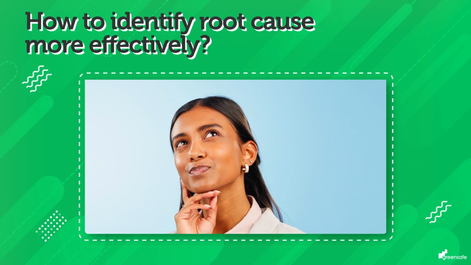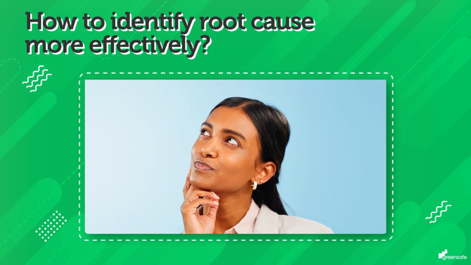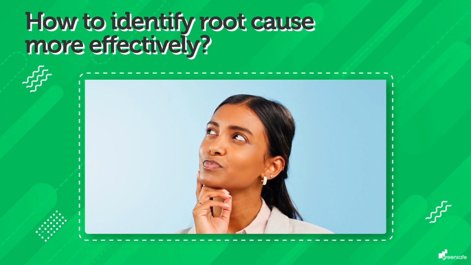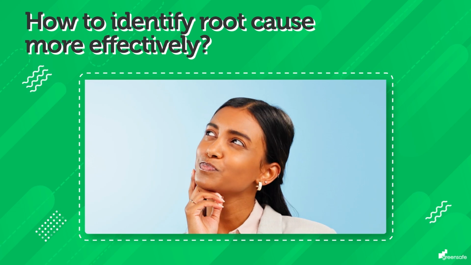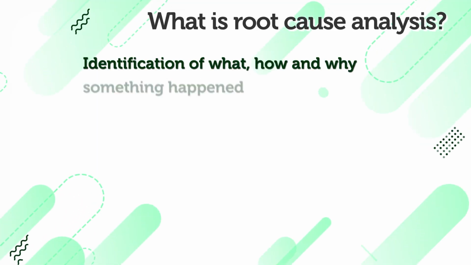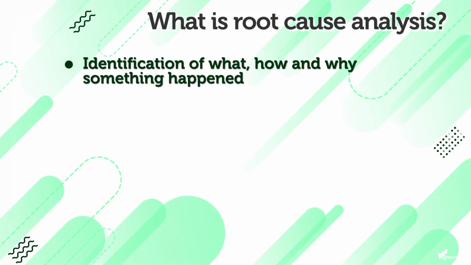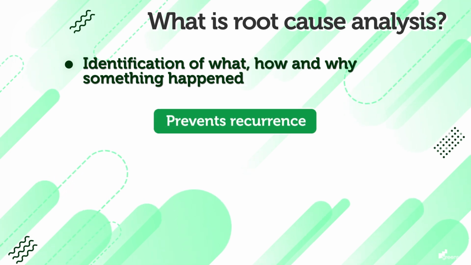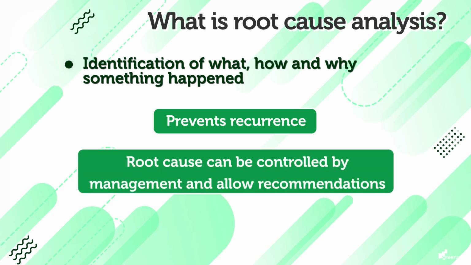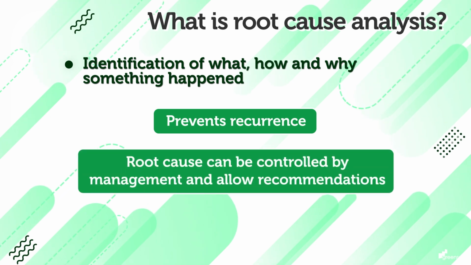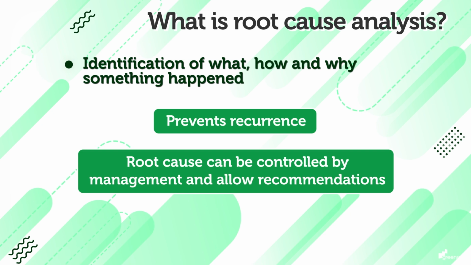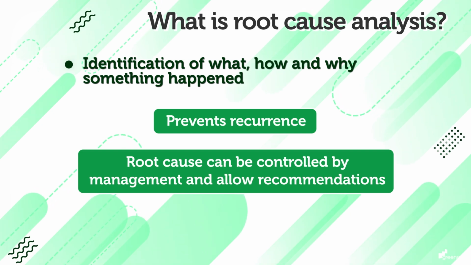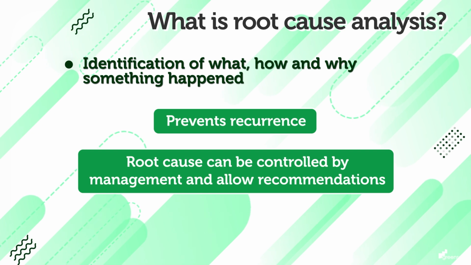Have you ever wondered if there is a way to identify the root cause of an incident more effectively? Yes, it's called root cause analysis. Root cause analysis helps identify what, how, and why something happened, thus preventing recurrence. You already know that root causes are the underlying causes which are reasonably identifiable. But what you may not know is that they can be controlled by management and allow the generation of recommendations.